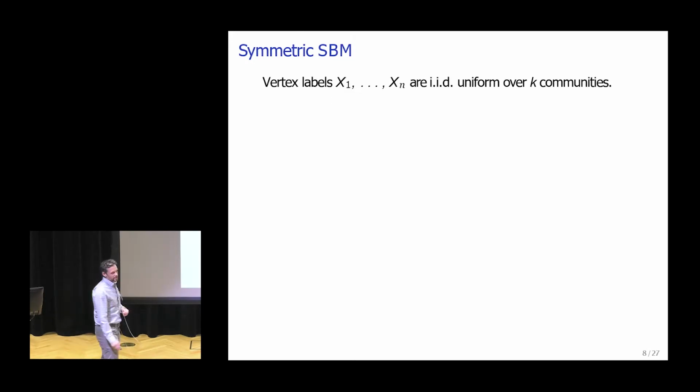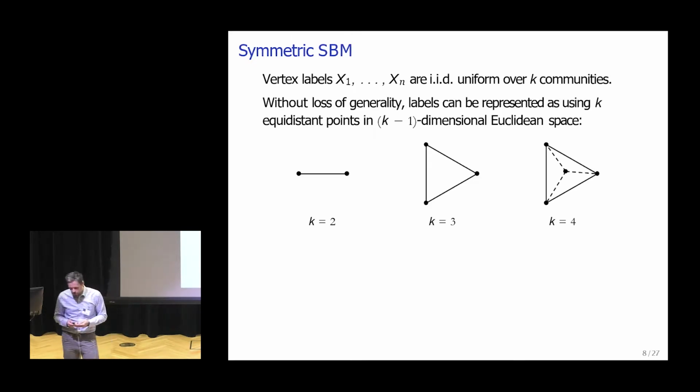Now, how do I represent this? Well, the information we want are labels. These could be anything. They could be names, colors, numbers. But it's going to be useful to embed them into a Euclidean space. And this is so we can start thinking about the geometry of the problem.